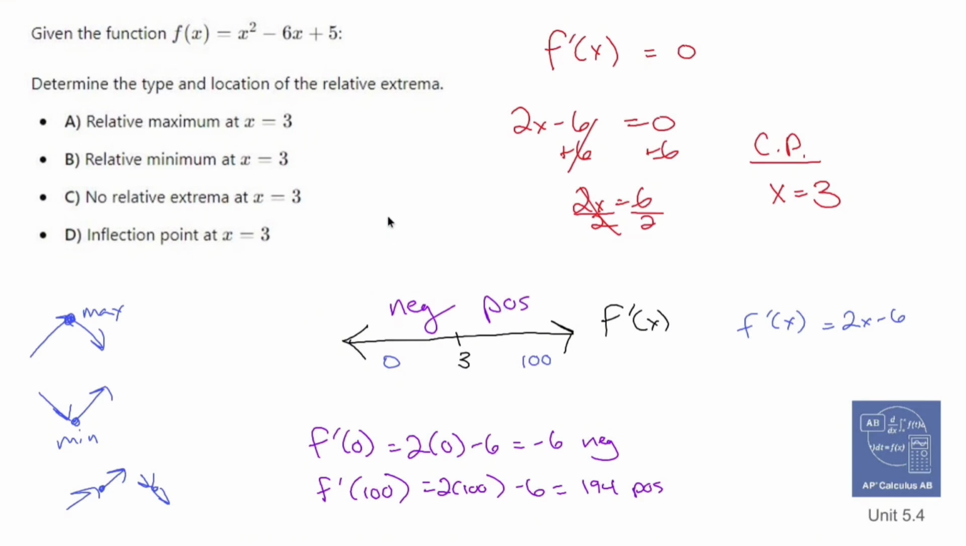So what's happening is this is going down, and then all of a sudden we hit a 3, and now it's going up. So it looks to me that we have ourselves a relative minimum at x equals 3. Fun stuff.